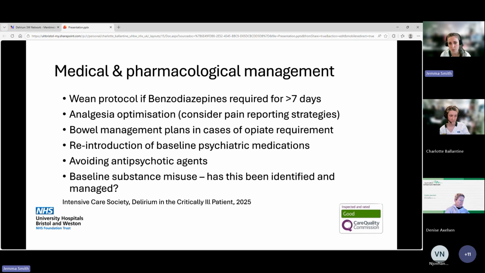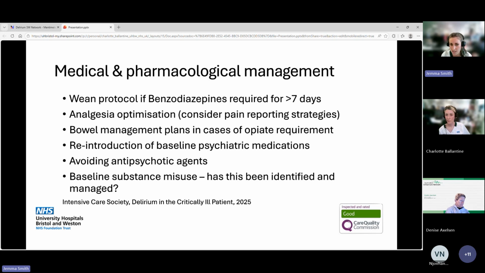Another thing that's really important for our patients that are using opiates, which I would say is the majority on ICU, is that we've got a good bowel management plan in place. Have we got laxatives prescribed to prevent constipation? Because we know that that is a problem when we have high opiate requirement.